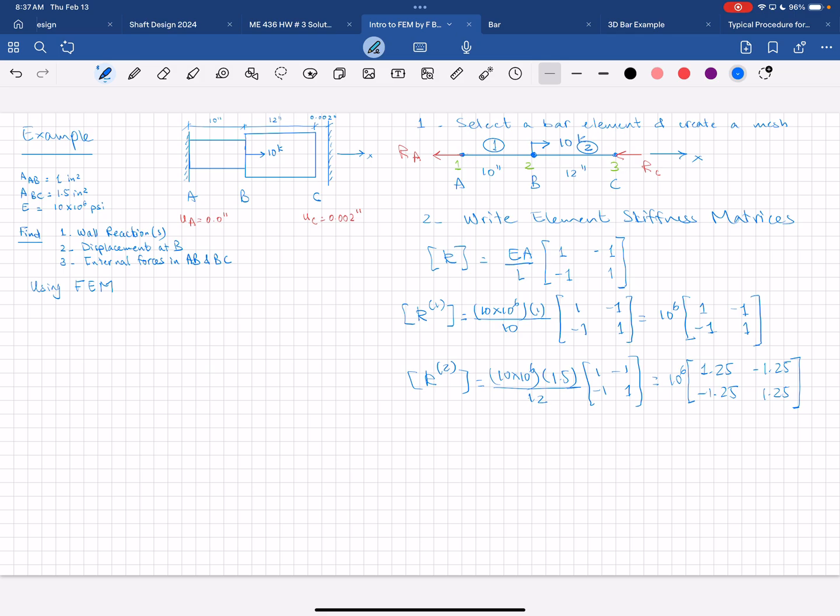While we're at it, I'm going to label rows and columns based on corresponding degrees of freedom. So element 1 extends between nodes 1 and 2. So I'm going to label the first row as 1 and the second row as 2, first column as 1 and second column as 2. For the second element, element 2 extends between nodes 2 and 3. So the first row, I'm going to label it 2, second row is 3, first column is 2, and second column is 3.